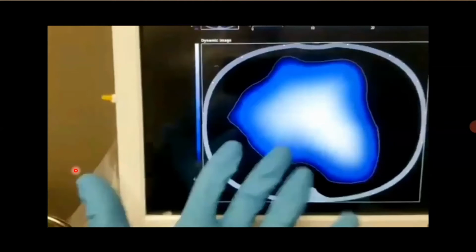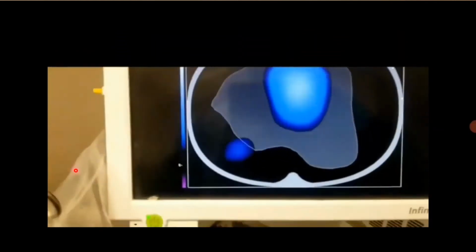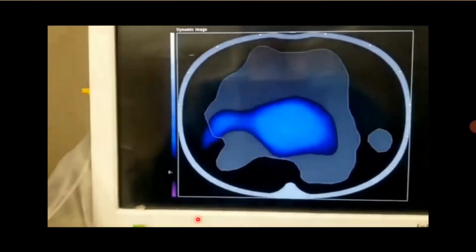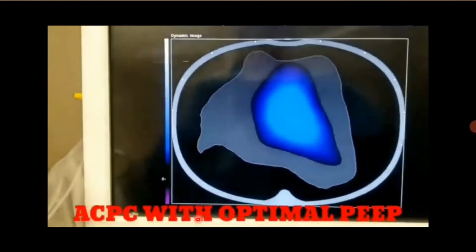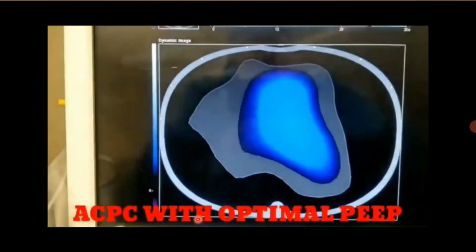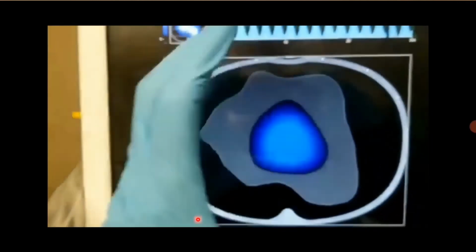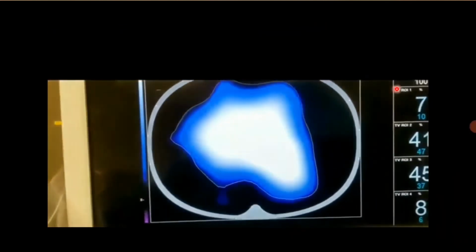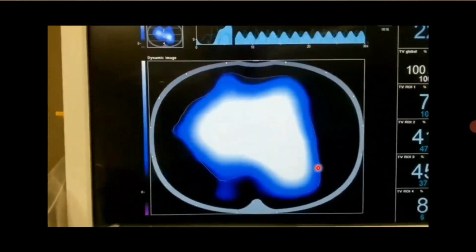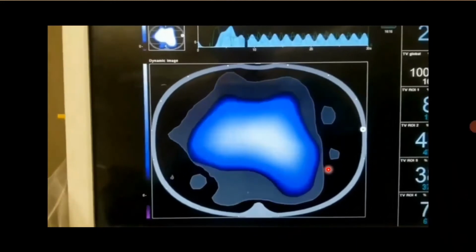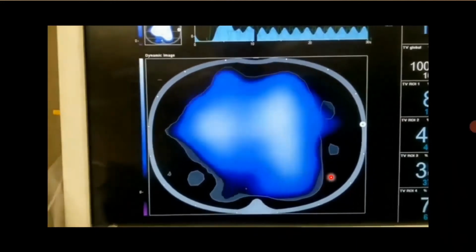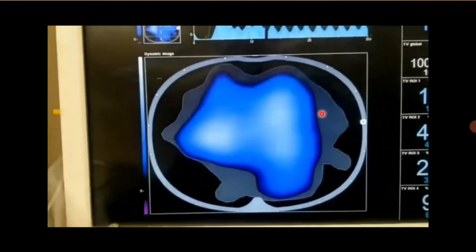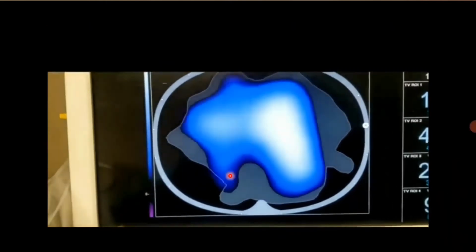So let me show you this one. Sorry, my hand's going to be in the way. So this is ACPC with the optimal PEEP. Here's my hand getting in the way. I have the volume off of the video, but I'm kind of pointing out how small sometimes the blue gets on expiration. Here is APRV, and you're going to notice already that you're starting to get a little bit more stretch going. You're recruiting a little bit more. It's going to start going here.